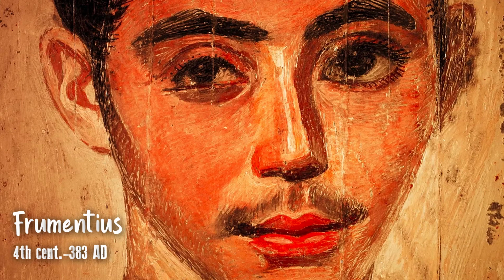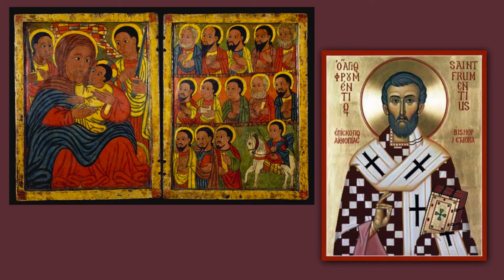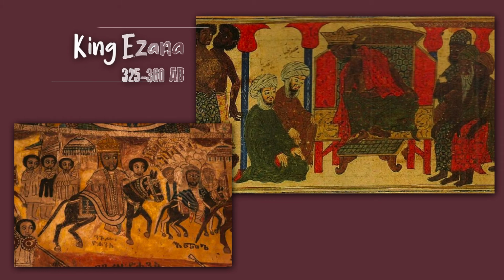Frumentus would actually go back to Alexandria, Egypt, and become friends with an associate of Athanasius, and he would eventually become the bishop of Aksum, or the bishop of Ethiopia, in 330 AD. This is an icon here of the Orthodox Church of Frumentus. So here's the king, actually, King Ezana, from 325 to 360 AD, and again it is under him that Christianity will become the official religion of Aksum.